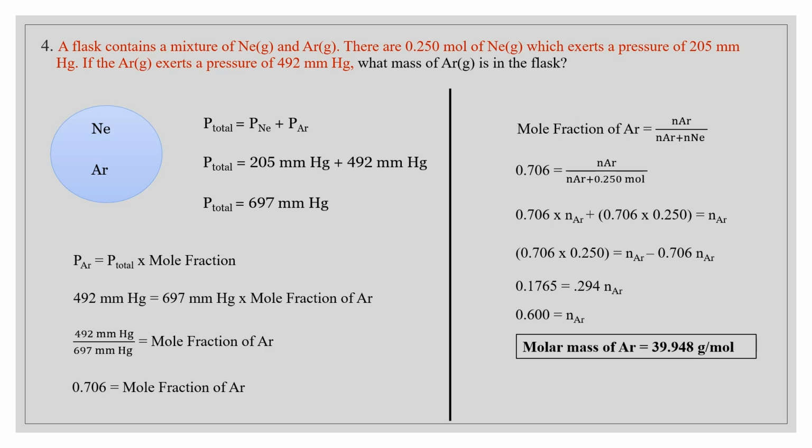Next, the question asks not for the moles, but what mass of argon is in the flask. The number of moles multiplied by the molar mass of argon converts into the mass of argon. So 0.6 moles times the molar mass of argon, 39.948 grams per mole, gives a mass equal to 23.97 grams of argon.